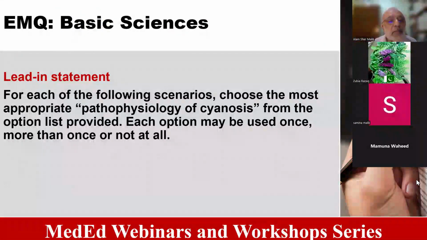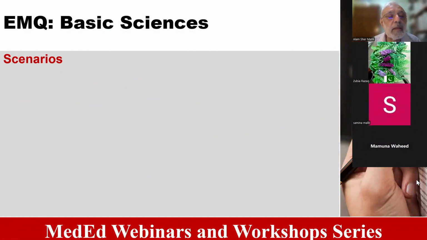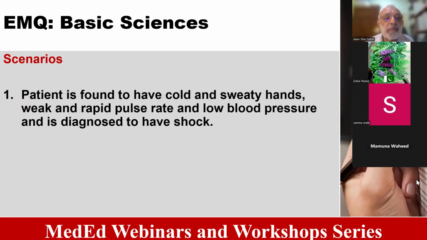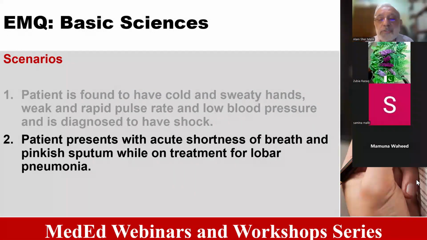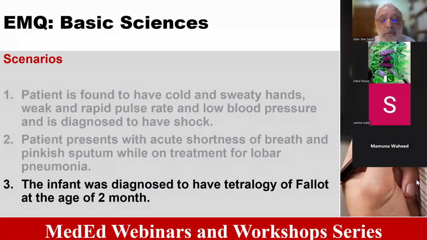Then is our lead-in statement. For each of the following scenarios, choose the most appropriate pathophysiology of cyanosis from the option list provided. Each option may be used once, more than once, or not at all. And then is the scenario. The first one: a patient is found to have cold and sweaty hands, weak and rapid pulse rate, and low blood pressure, and is diagnosed to have shock. Second scenario: patient presents with acute shortness of breath and pinkish sputum while on treatment for lobar pneumonia. And third, the infant was diagnosed to have tetralogy of Fallot at the age of 2 months.